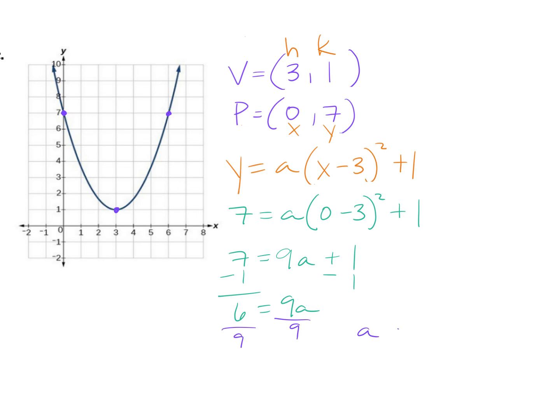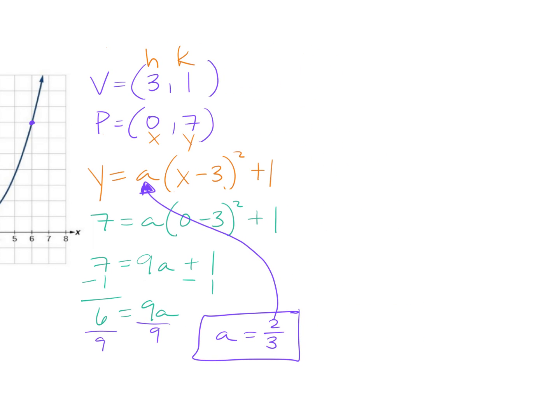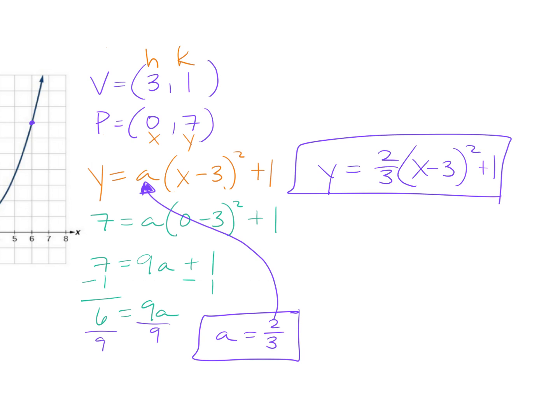So what's your a value? 6 over 9 is 2/3, right? 6 divided by 9, both are divisible by 3. So a is 2/3. So you are just taking that 2/3 and bringing it back up to my orange equation up here. So it'll be y equals 2/3 times x minus 3 squared plus 1. Questions on that? Pretty quick, right? Not terrible.